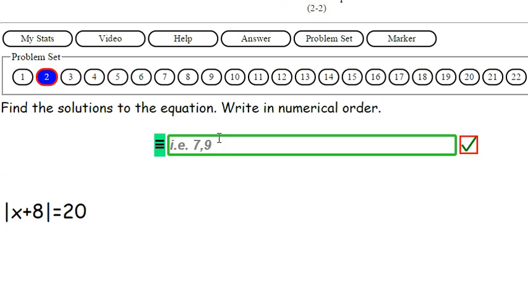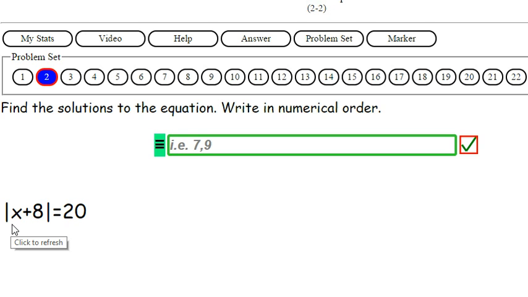So remember, I'm having you write the solutions in numerical order just because I've got a program that way in the box. It doesn't matter what order you really write them in for the answer, but that's just because of the way this is programmed. Okay, so I had to talk about that. Okay, so what do we got?